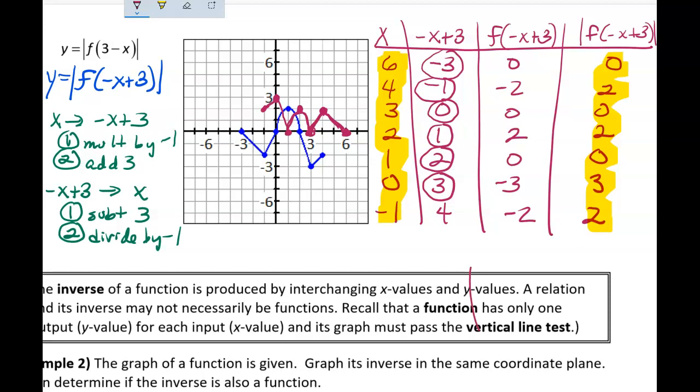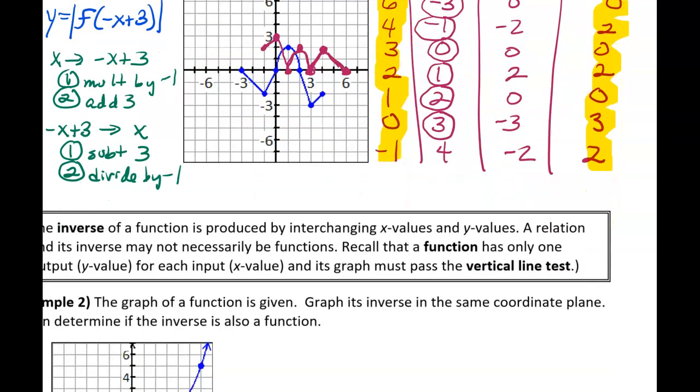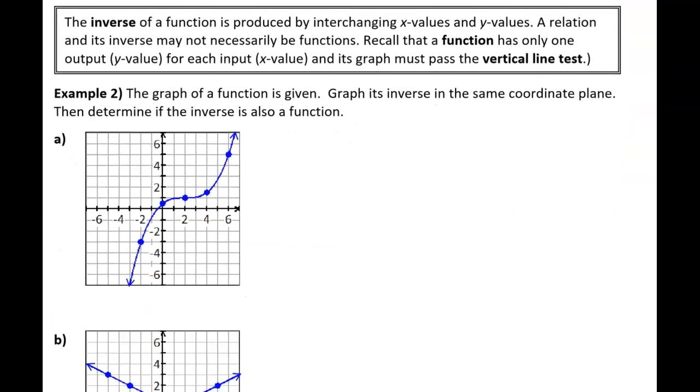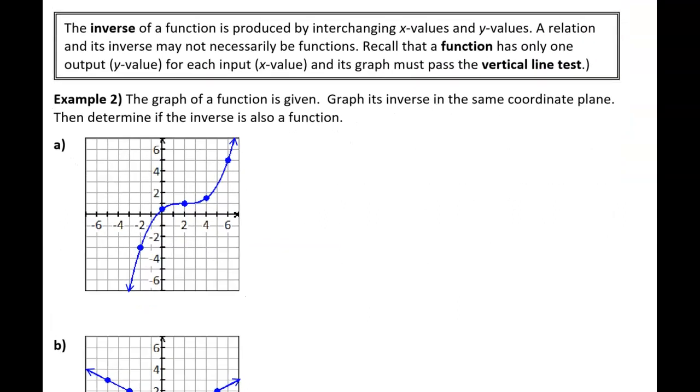Okay, now let's talk about what an inverse function is. The inverse of a function is produced by interchanging our x values with our y values. A relation, which is another way to say an equation that relates x and y, or a graph that relates x and y. So a relation and its inverse may not necessarily be functions. Recall that a function has only one output or y value for each input or x value, and it must pass the vertical line test.